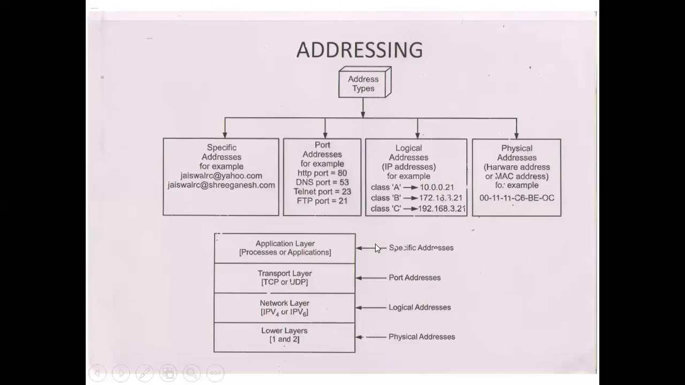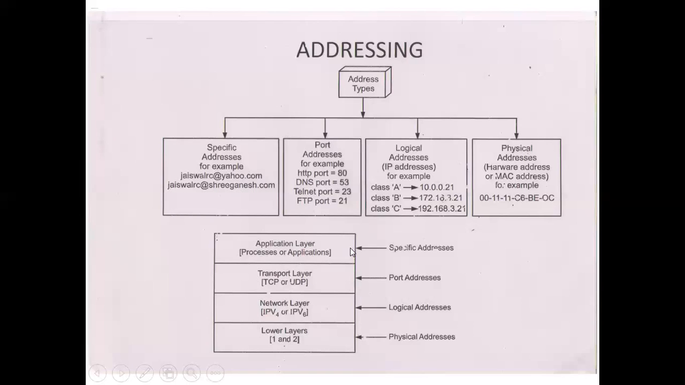And finally, at an application layer, you use user specific address, also known as application specific address. For example, JAISWAL at yahoo.com, JAISWAL at shriganesh.com, JAISWAL at gmail.com, RC JAISWAL at pict.edu. So such types of users are created, and these users are normally defined as a part of the application layer.